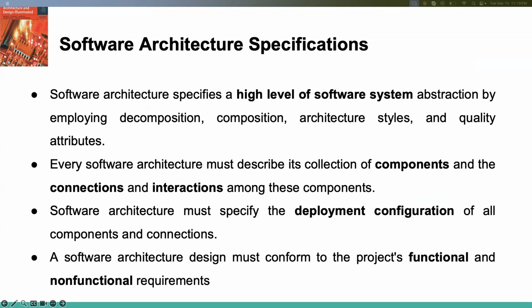Software architecture is like the blueprint of a software system. Just like buildings, architecture defines its structure and how different rooms are connected. Software architecture does the same for the components of software system. It provides a high-level view of the entire system.